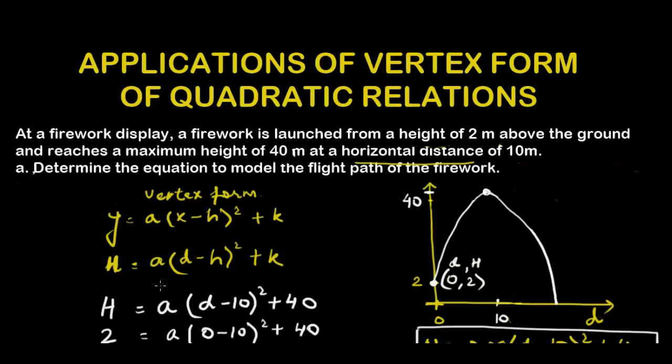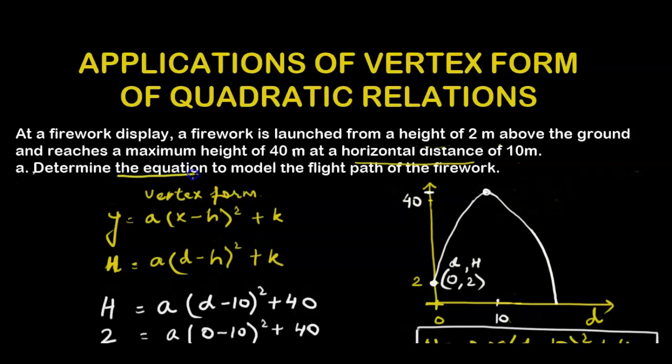Hey guys, in this lesson we will understand the applications of vertex form of quadratic relations with the help of a word problem. The question that we are given is: at a firework display, a firework is launched from a height of 2 meters above the ground and reaches a maximum height of 40 meters at a horizontal distance of 10 meters. We have to determine the equation to model the flight path of the firework.